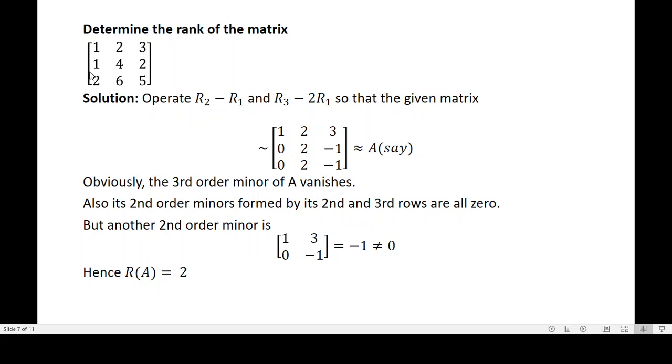The next row operation is R3 minus 2 R1. Why is it R3 minus 2 R1? The first element in the first row is equal to 1.